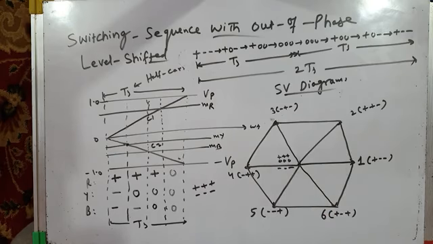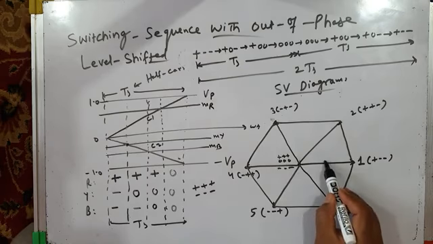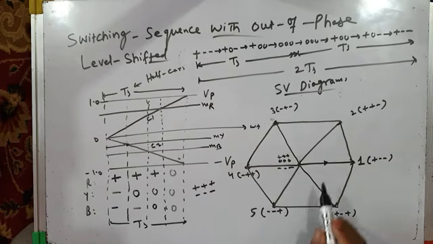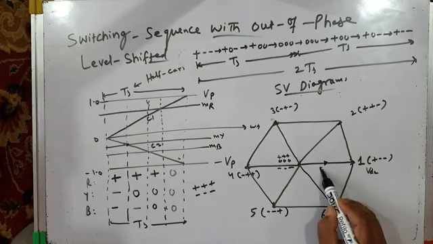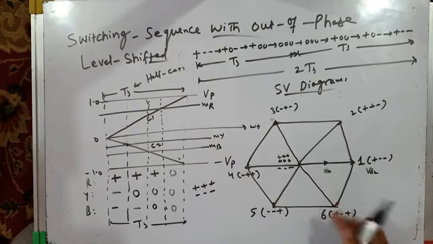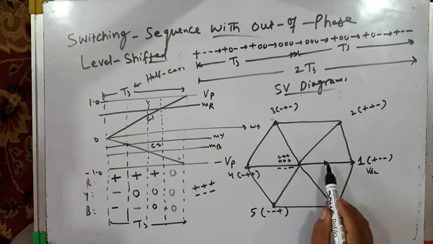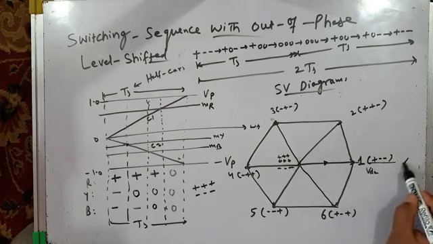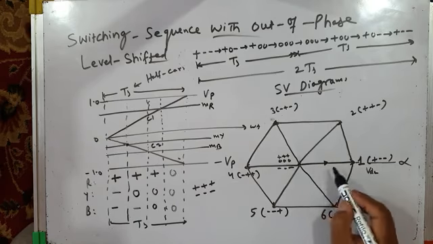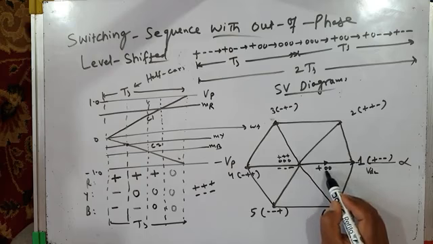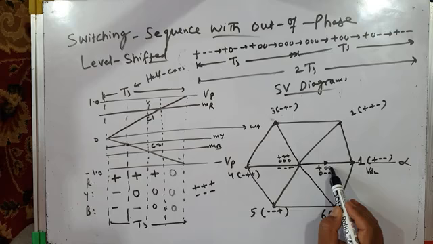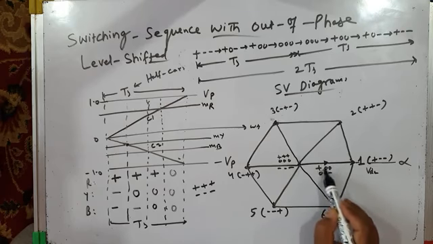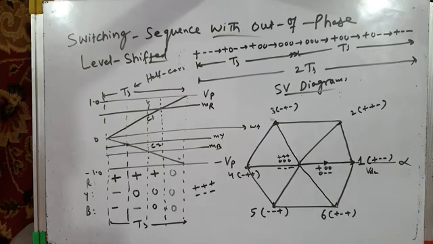And then in a 3-level inverter, a middle vector also appears: a voltage space vector of half magnitude, whose magnitude is VDC/2, somewhere here in the middle of this voltage vector along the alpha axis. Its switching sequence is plus 0 0 or 0 minus minus. If you have a switching sequence of plus 0 0 or 0 minus minus, both switching sequences will produce the same voltage space vector, which is shown by this arrow.